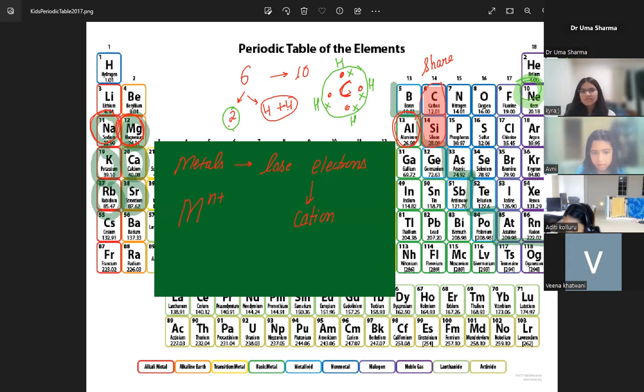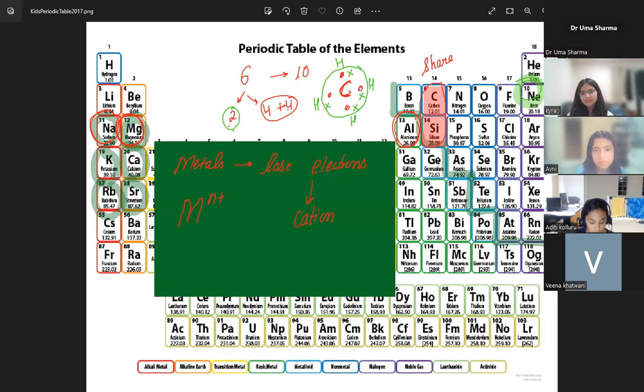No, it's not actinides. Actinides and lanthanides are very rare elements. They are not found in nature so much. They are radioactive, so they have a different story altogether. What you are asking about in chemistry is easy to understand.